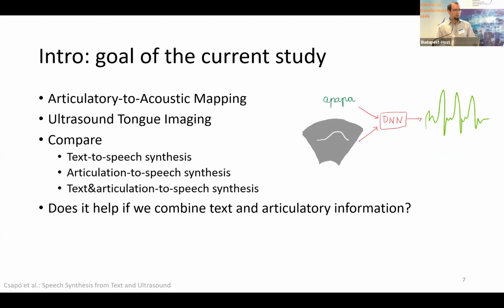The current study is extending these previous ultrasound-based articulatory to acoustic mapping methods, but here the idea is slightly different. So there is text-to-speech synthesis, articulatory to speech synthesis, and the question is whether it helps if we add articulatory information to the text input. So if we combine text and articulation as the input of a TTS system.